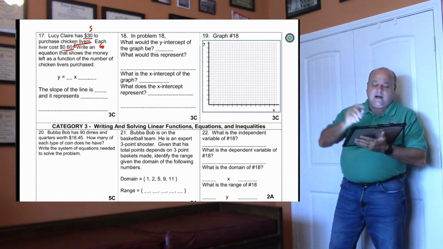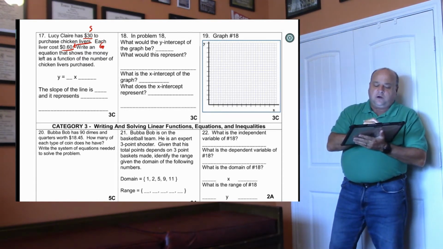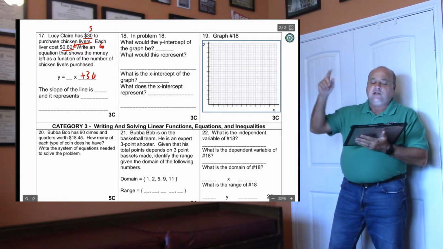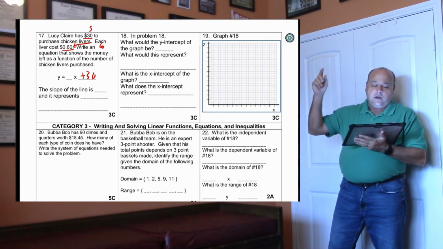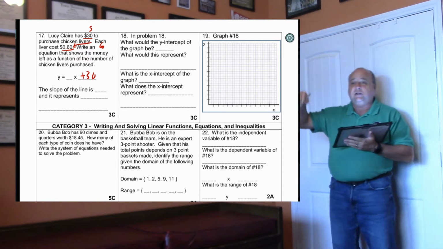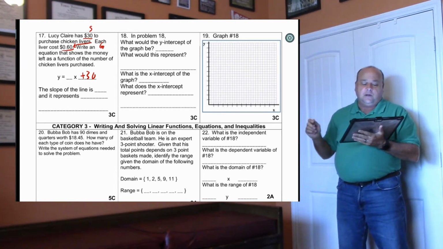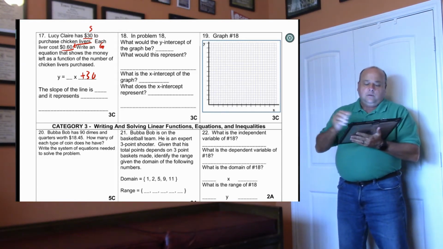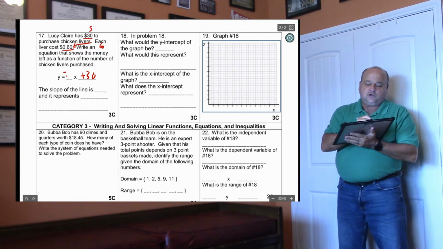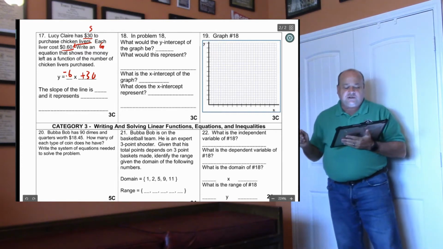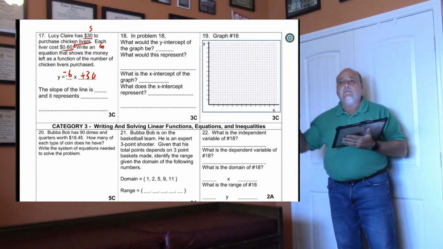Okay, so I'm going to write down, notice I'm starting off with $30, and then each chicken liver costs 60 cents. So the 60 cents is going to take away from the 30 bucks. I'm going to subtract 60 cents each time I buy a chicken liver, right? And that's going to be the money left.